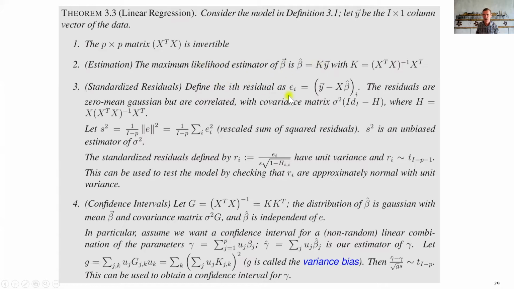The Y hat is not given here. You have to find it.